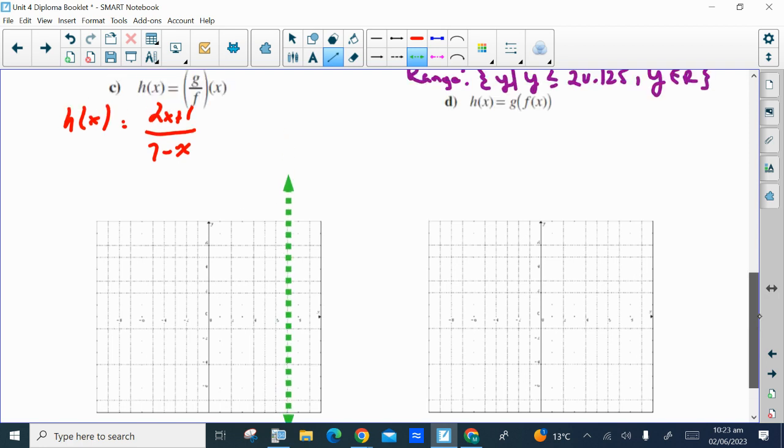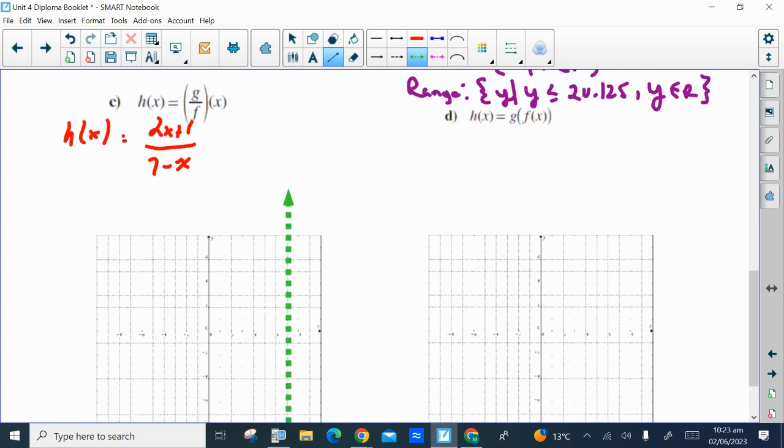And this also has a horizontal asymptote. Remember that when the degree of the top and bottom are the same, the horizontal asymptote can be found by dividing the coefficients of those highest power terms. The coefficient of the x on top is 2. On the bottom, it's negative 1. 2 divided by negative 1 is negative 2. That's where our horizontal asymptote will be. And if you're drawing a graph that has asymptotes, you need to show those asymptotes. That's part of the graph. So you need to show them.